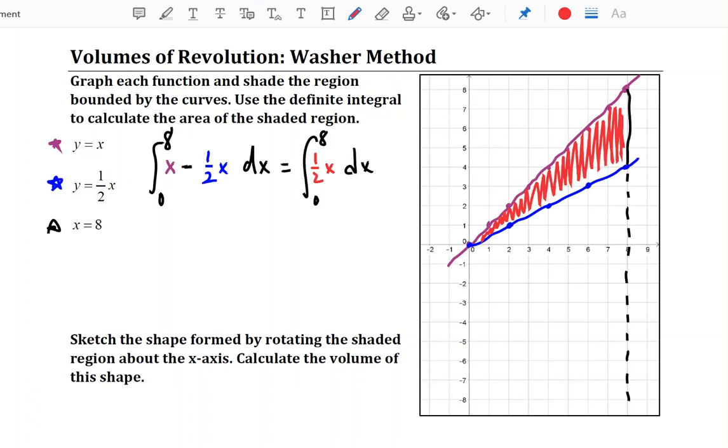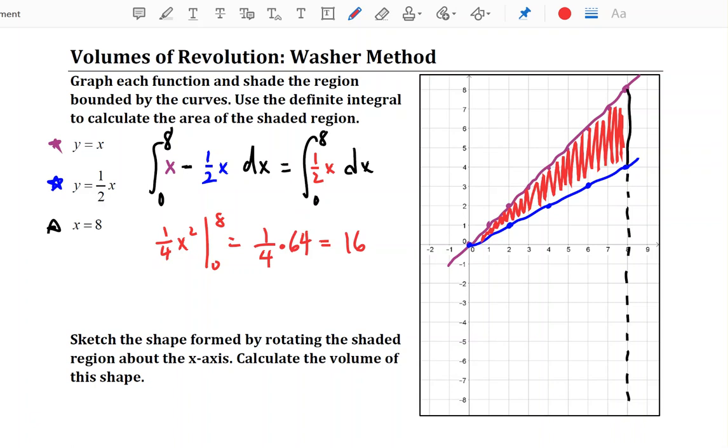So I've created the graph here and set up the definite integral that will solve for our shaded red region. The x minus 1/2 x simplifies to 1/2 x. Doing our antiderivative from there, we get 1/4 x squared evaluated from 0 to 8. And plugging 8 into this gives us 1/4 times 64. Plugging 0 in gives you 0. So we find an area of 16.